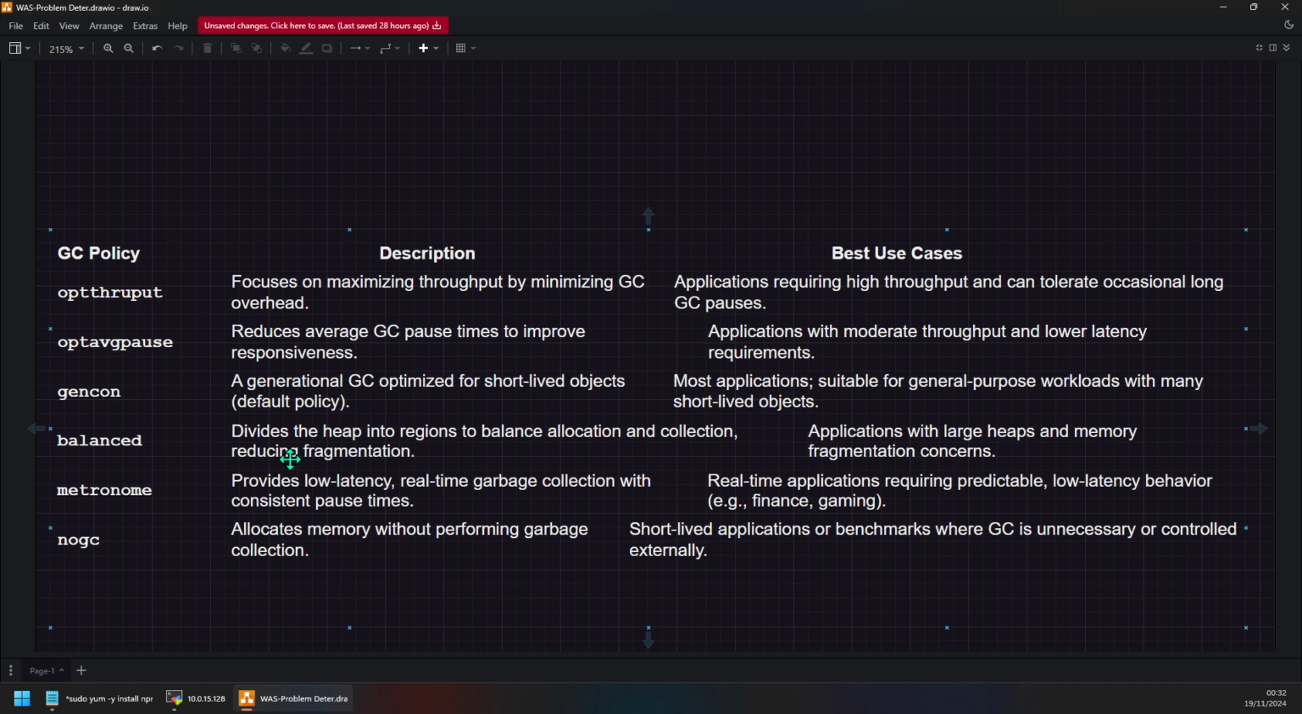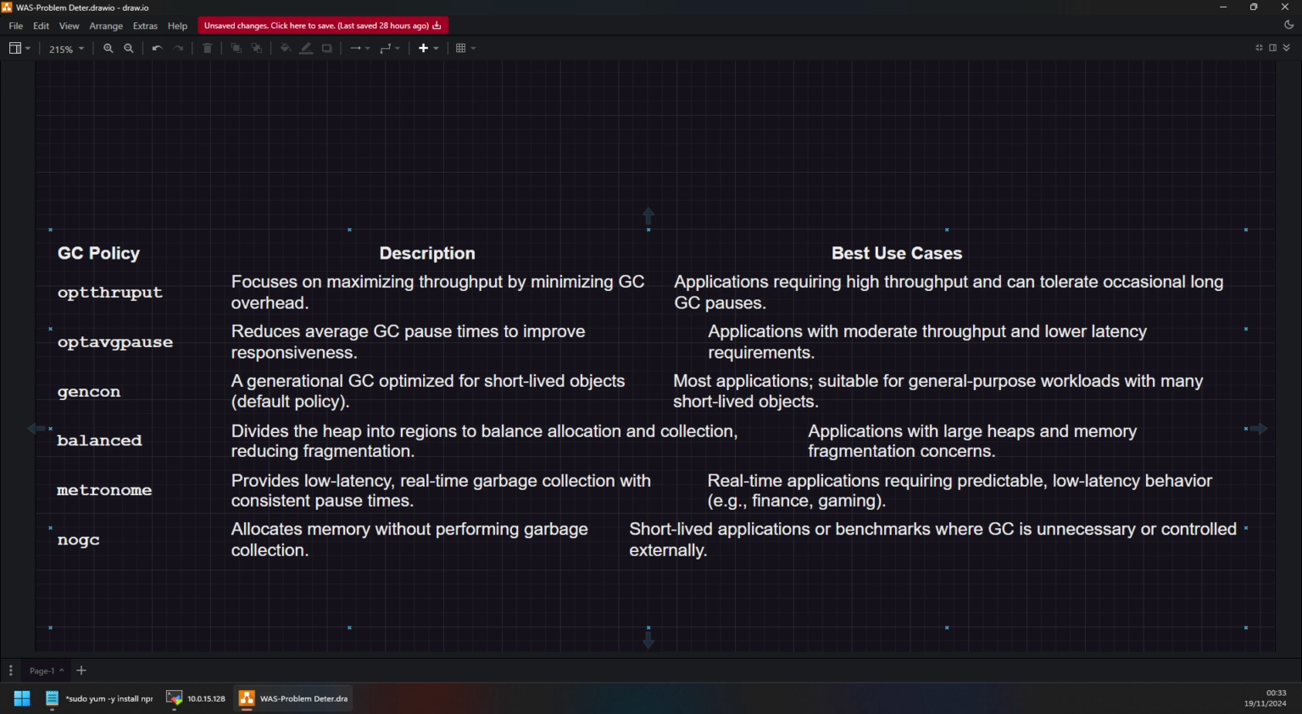Now you can use this for any application which uses more than 4 GB of memory. It is used for workloads which have high memory fragmentation, like caching or an in-memory database. So likewise, if you're using any of those things, you can use this particular balanced policy.